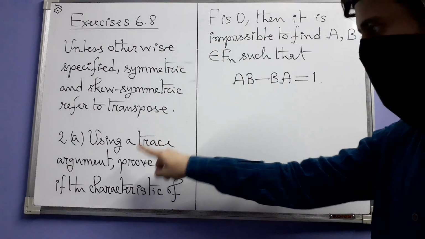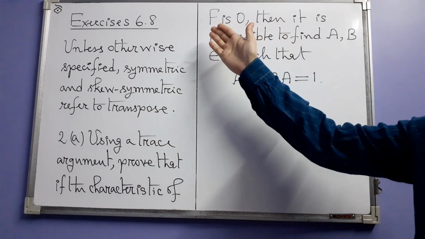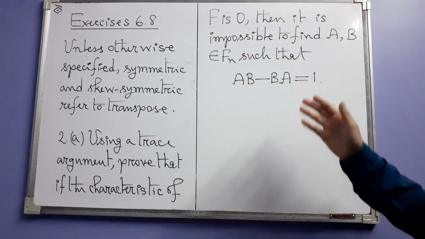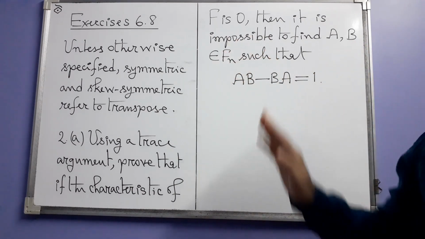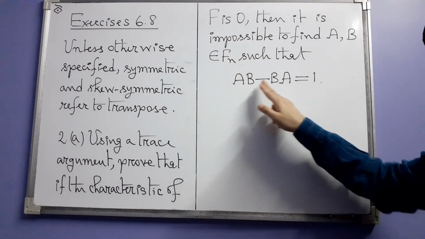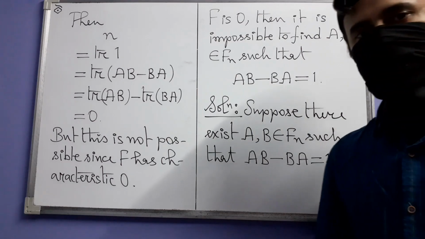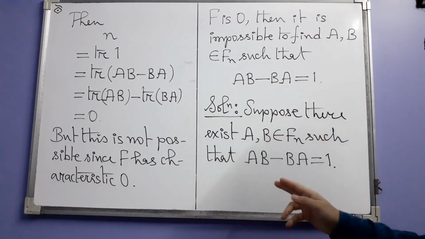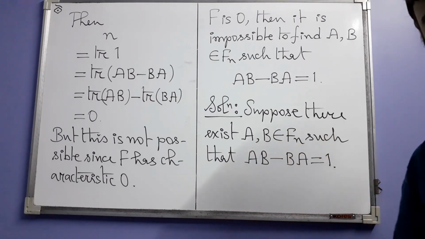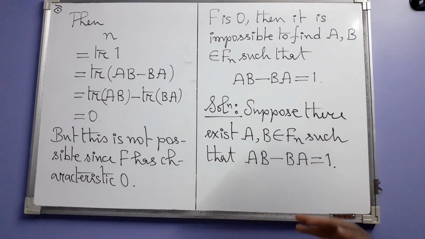We have to use a trace argument to prove that if the characteristic of the underlying field F is 0, then it is impossible to find two matrices A and B in the matrix algebra Fn such that AB minus BA is the n by n identity matrix. Okay, so this is the solution to part A. Contrary to the claim, we suppose that such matrices can be found, A and B in Fn, for which AB minus BA is equal to the n by n identity matrix.